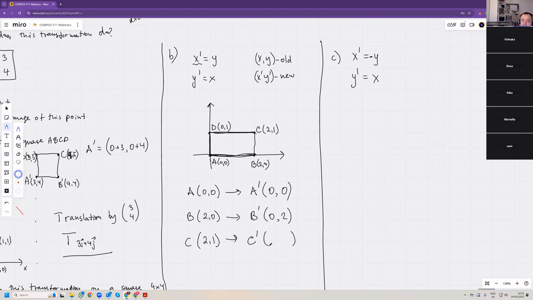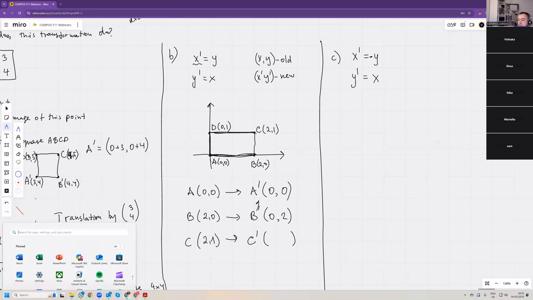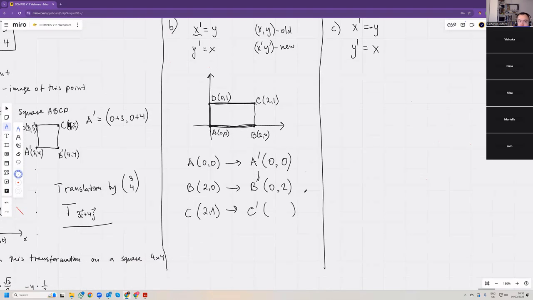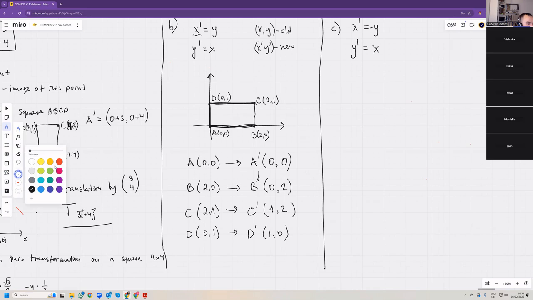What is C dash? What does C become? 1, 2, yeah. 1, 2. So basically x and y switch around, and D, which is 0, 1, becomes D dash, which is 1, 0. All right, so let's have a look at this transformation. So A dash, that's here. B dash, 0, 2, that's here. C dash is 1, 2. And D dash is this.